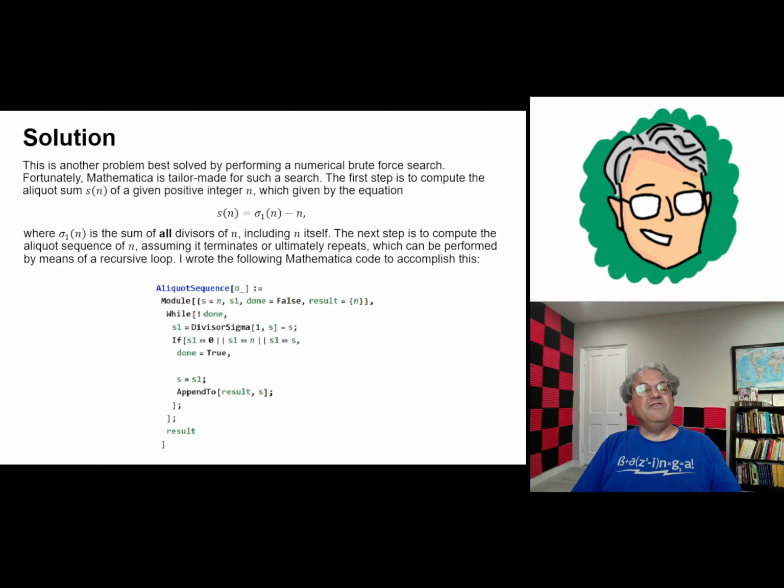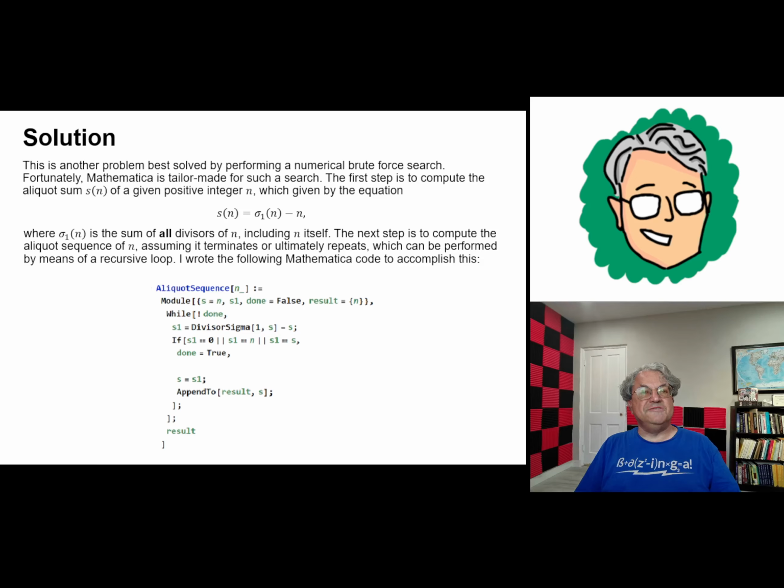It's calculating DivisorSigma of n minus n. We start with the given value of n, but then we keep updating that value. I think I'm calling it S1 here. So S1 is just DivisorSigma of n minus n, and once we calculate it, we check to see whether it goes to 1. If it goes to 1, we terminate. Or if it goes back to a previous value, that's why I'm using S1, we have to store previous values. If it goes back to a previous value, then we terminate as well. That means we went into a cycle, and I'm weeding out these possibilities when we go into a cycle.